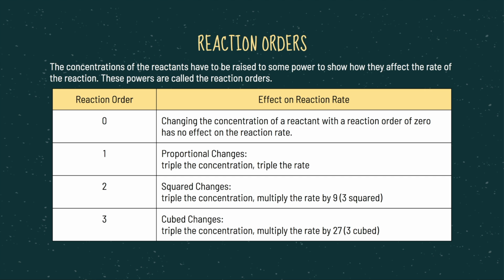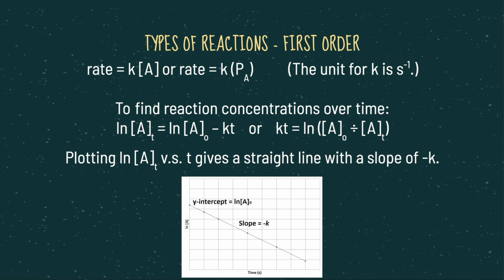As mentioned, the sum of the reaction orders is the overall reaction order. Most reactions are below third order. However, third order reactions are definitely possible, just much less common. Reactions of even a higher order are possible, however, they are extremely rare. The rate law of a first-order reaction is the rate constant times the concentration of the first-order reactant, or the pressure of the first-order reactant if you have a gaseous system.